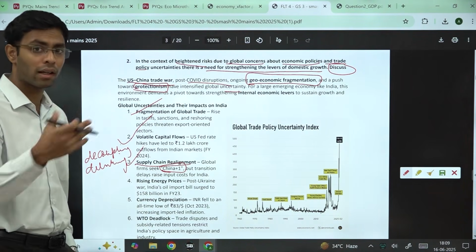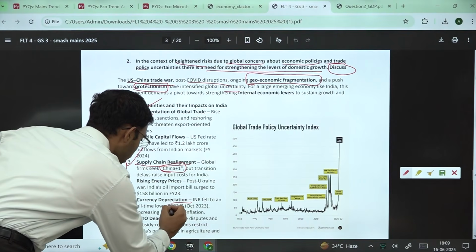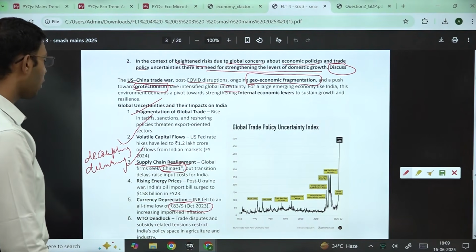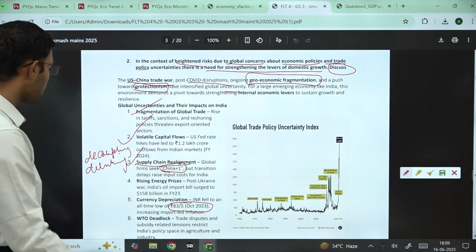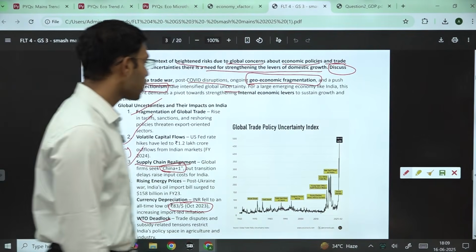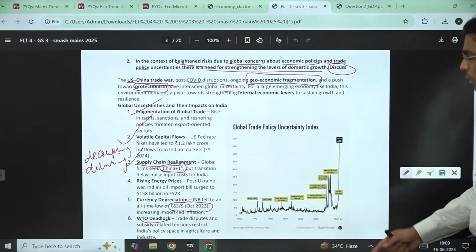I will not go into the content part. Just look at the way the answer has been written. For example, I would box this part. It's a nice data fact to tell the amount of depreciation in the currency that has taken place. WTO deadlock, for example. Once we have these kinds of validation materials in hand, we must be used to using them in our answers regularly.